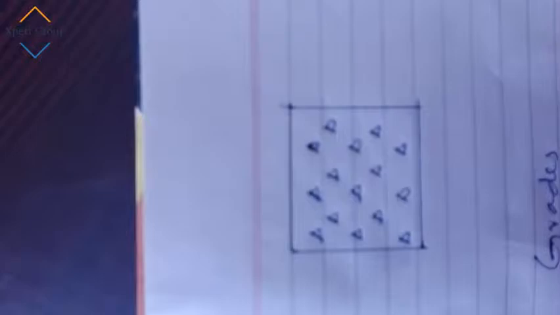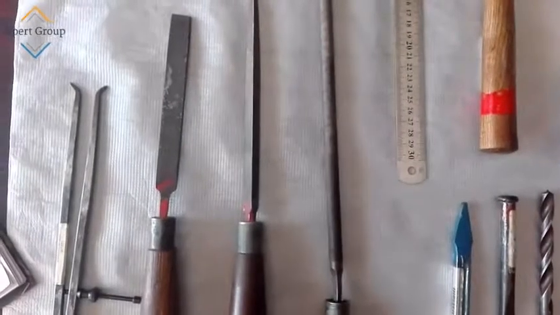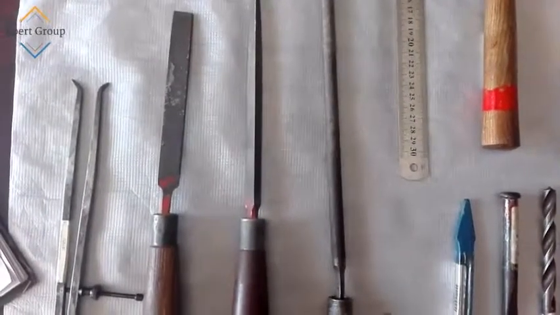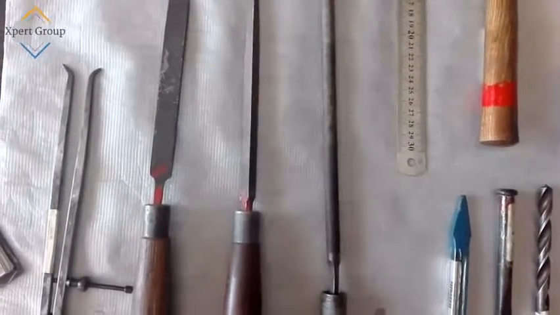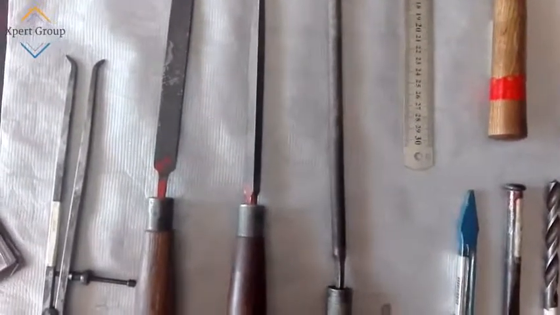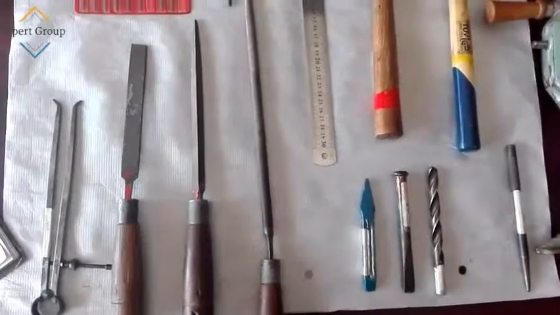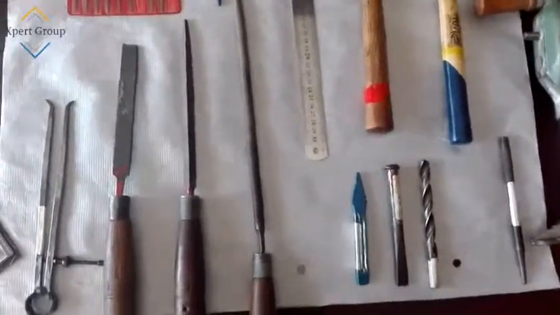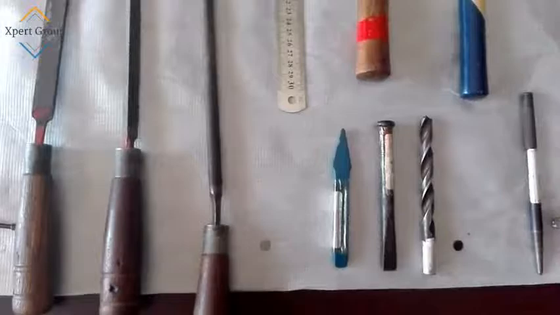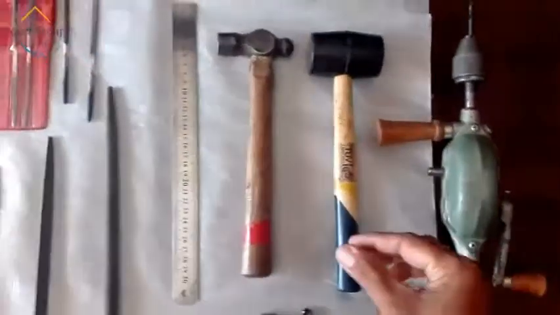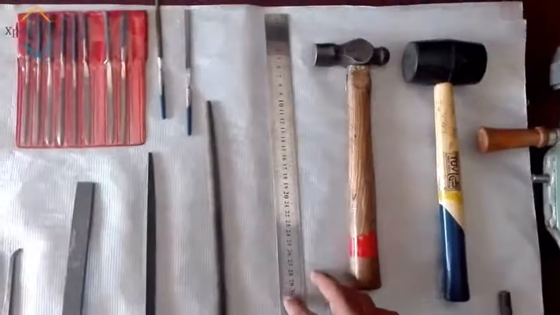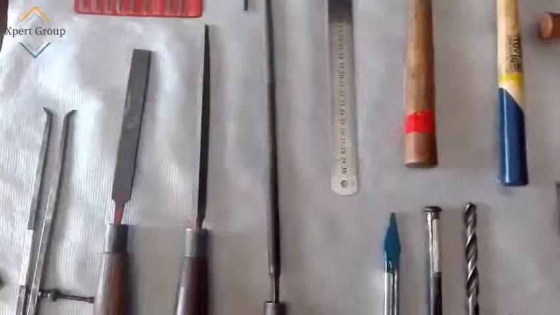Now let's go to the practical phase. This file, as you can see, is a single cut and parallel file. And if we talk about this file, it is billiard form, and according to cross section, it is triangular or three square.